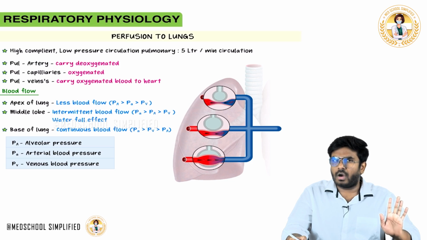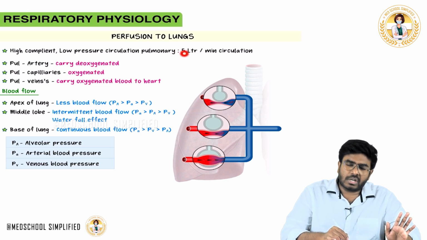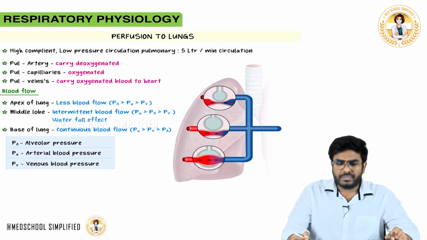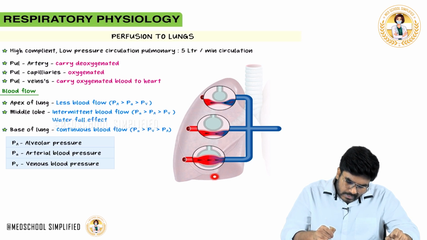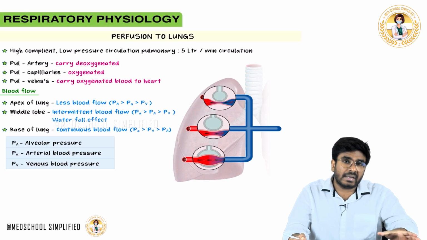Now we know the ventilation. We know the alveolar ventilation, we know the minute ventilation, and we know the dead space ventilation. And we also know the perfusion. How much is the perfusion? 5 liters. But the point is, in the lung, the perfusion is not the same in the entire lung.